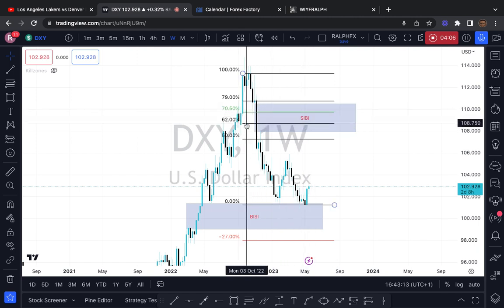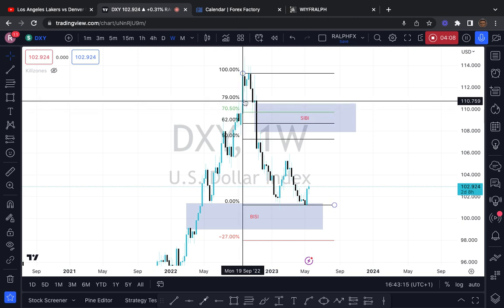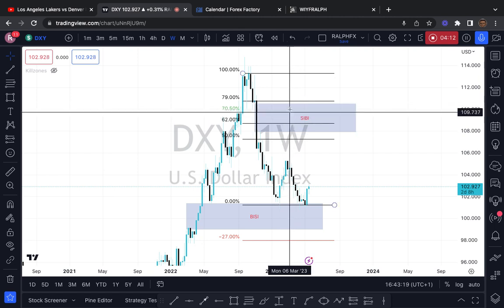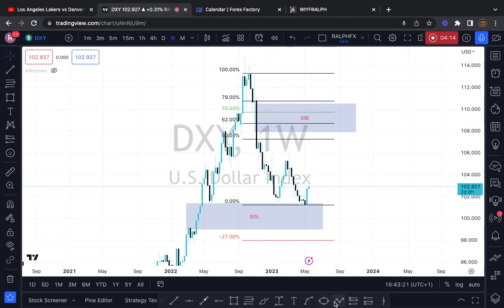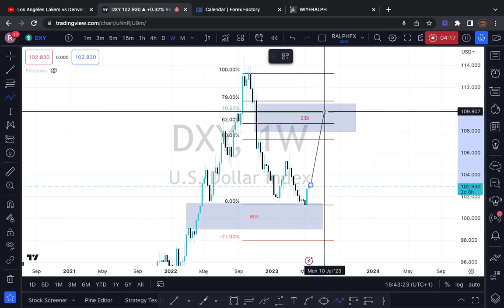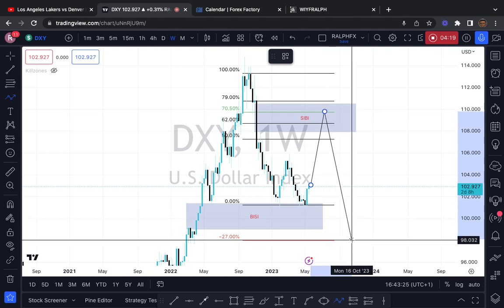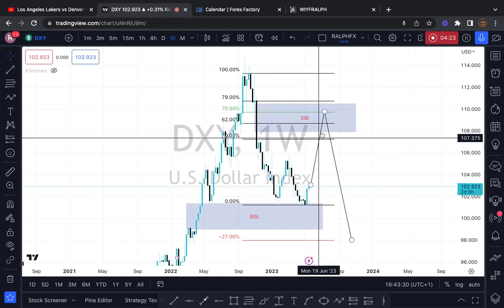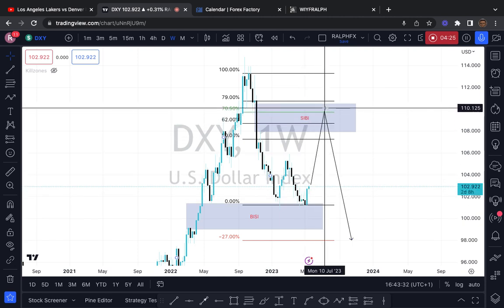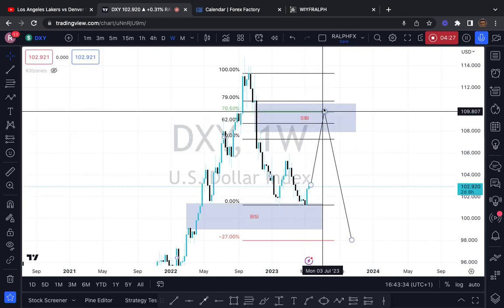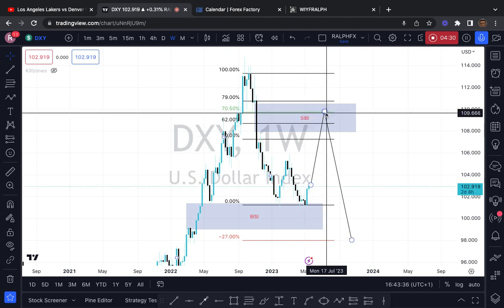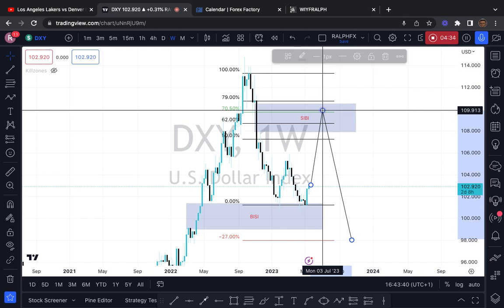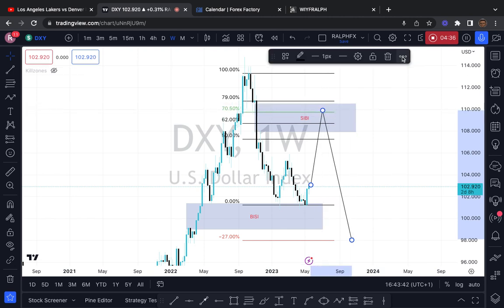Which is from the 62% retracement, 70.5% retracement, and the 79% retracement. This fair value gap falls within that level. So this is considered a premium PD array, and you want to be selling from premium PD arrays. If you're buying at a discount, you want to sell at premium. So this is a good level to target long. If the dollar wants to go up, this could be a good level to target, and you could potentially get sell signals from here as well.